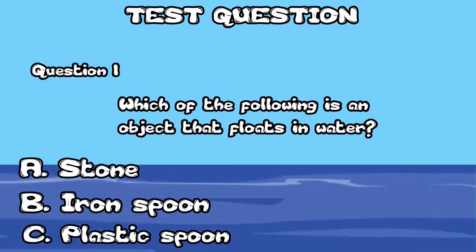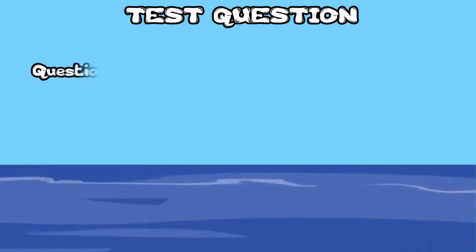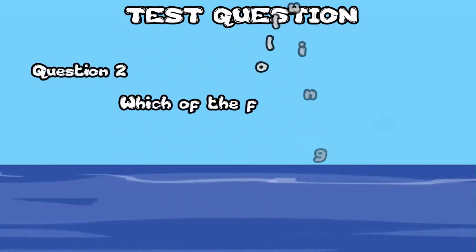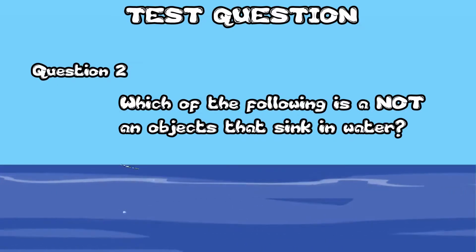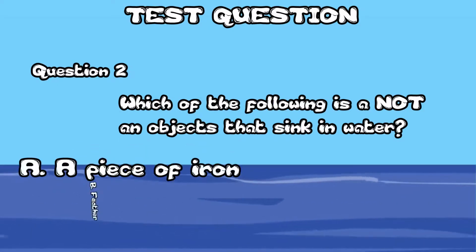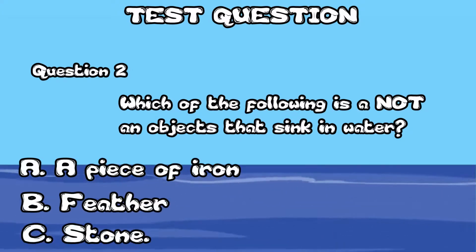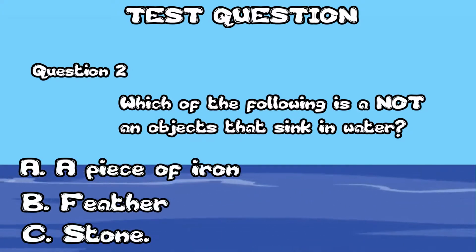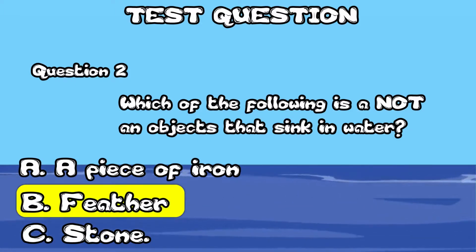The correct answer is option C, plastic spoon. Question 2. Which of the following is not an object that sinks in water? Option A, a piece of iron. Option B, feather. Option C, stone. The correct answer is option B, feather.